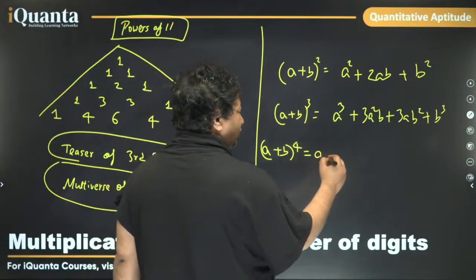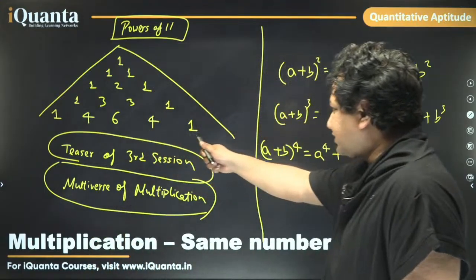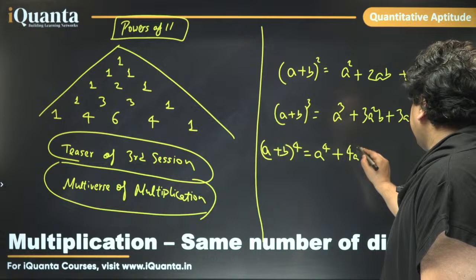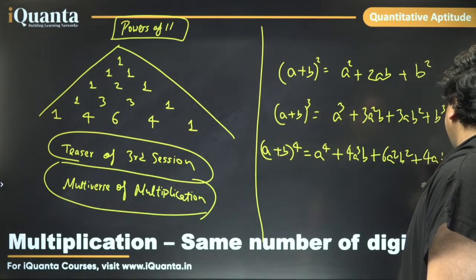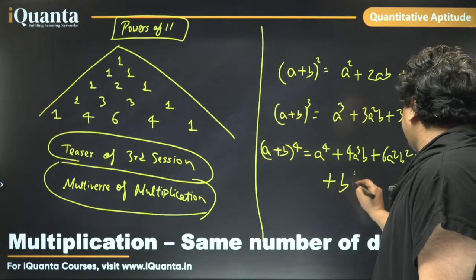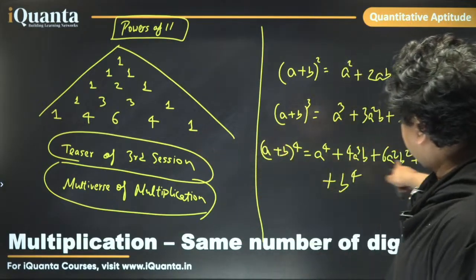A to the power 4. Now what is it? 1, 4, 6, 4, 1. Now we have 4 A cube B, 6 A square B square, 4 A B cube. In the end we have B to the power 4. See, this is the formula. 1, 4, 6, 4, 1.